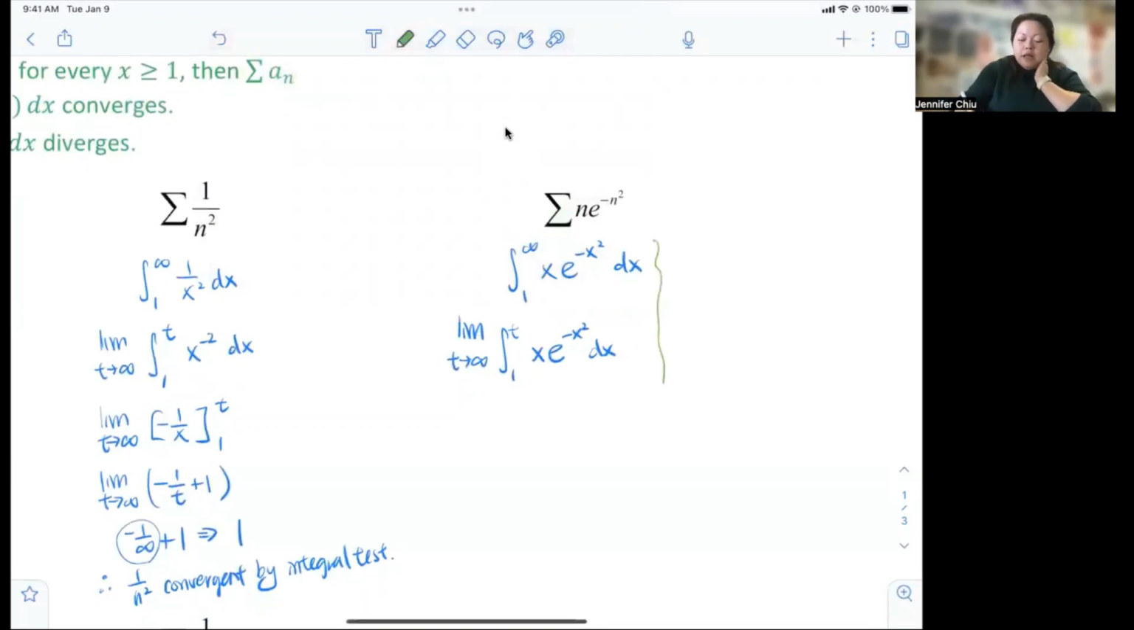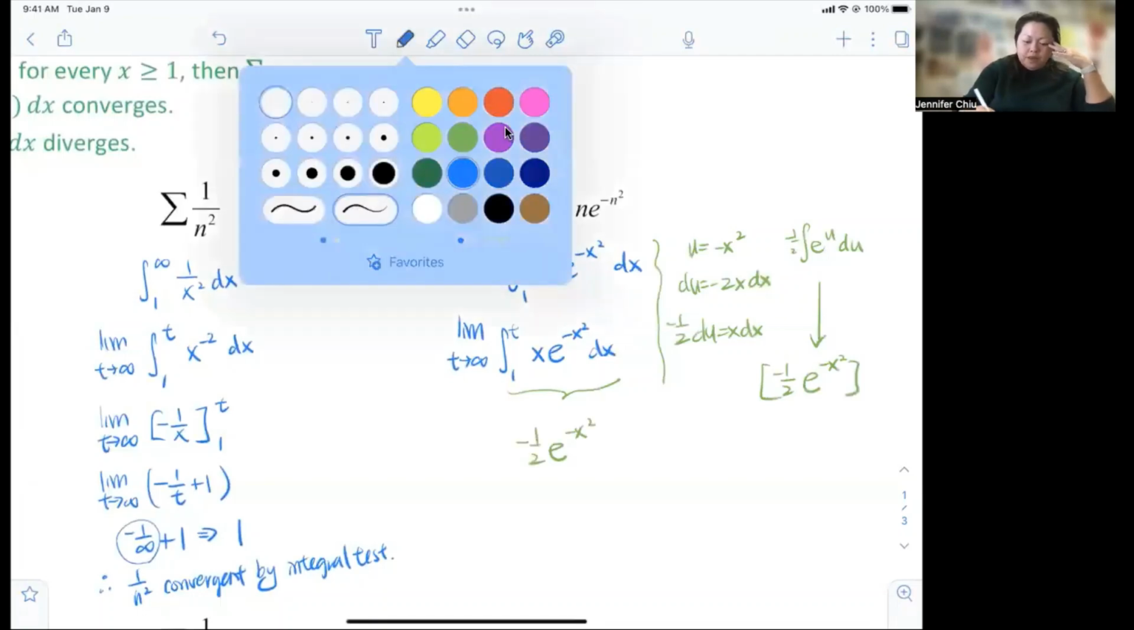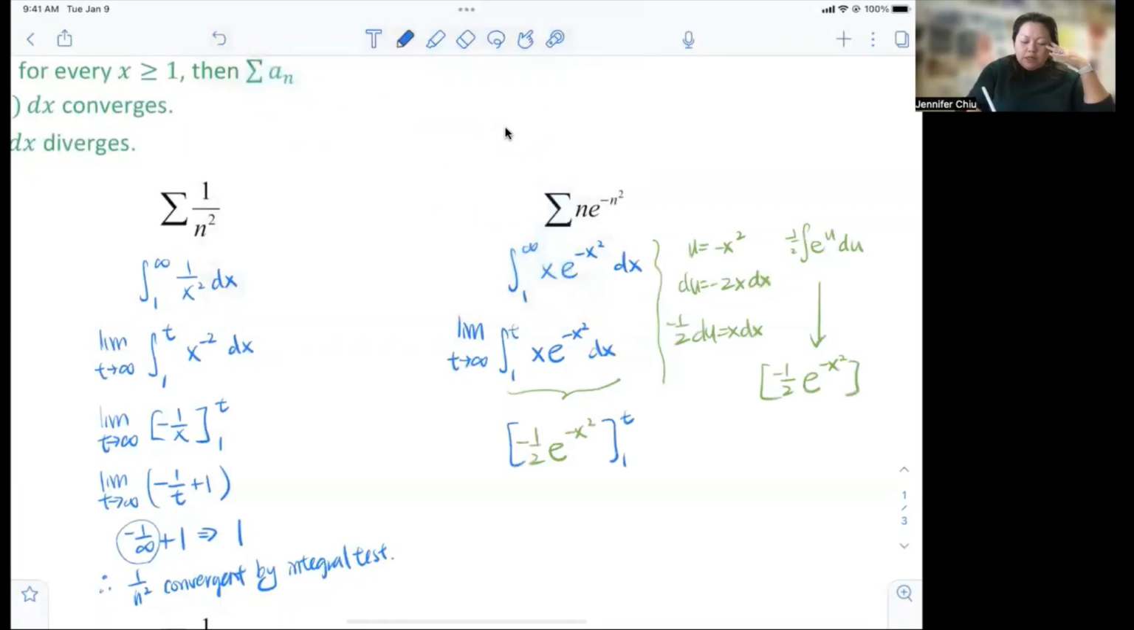So off to the side, I set u as negative x squared. du is going to be negative 2x dx, and that would be negative 1/2 du is x dx. So my integral is really negative 1/2 e to the u du. When you take the antiderivative, negative 1/2 e to negative x squared will be my antiderivative. All right, so this becomes negative 1/2 e to the negative x squared, and then evaluated from 1 to t, and don't forget your limit as well, it's still there, right?